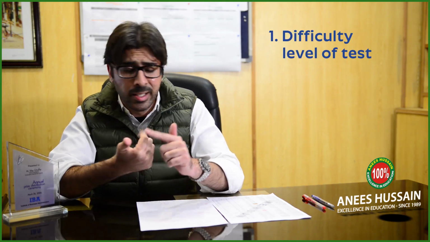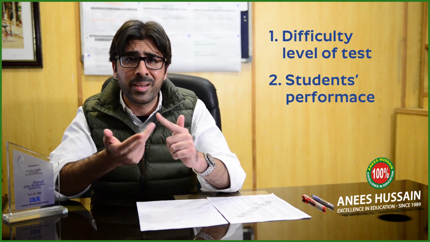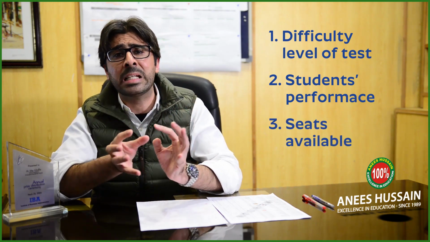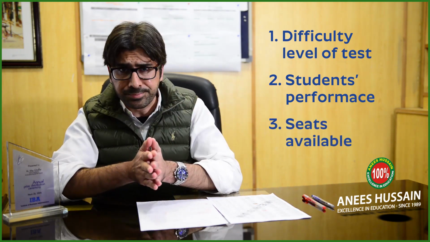Moving forward, let's have a look at how the cutoffs are set. Now, it is very important to understand that these cutoffs in the IBA test are not pre-decided and they vary from year to year. And these cutoffs are based on 3 things. Number 1, the difficulty level of the test. Number 2, the student performance. And number 3, the number of seats available for that particular program.